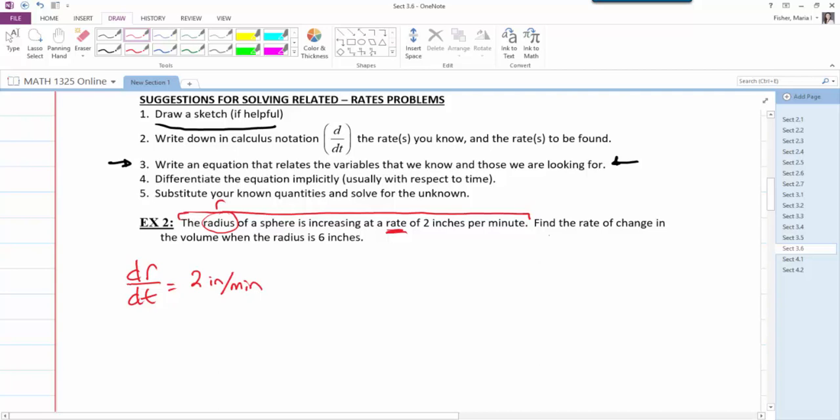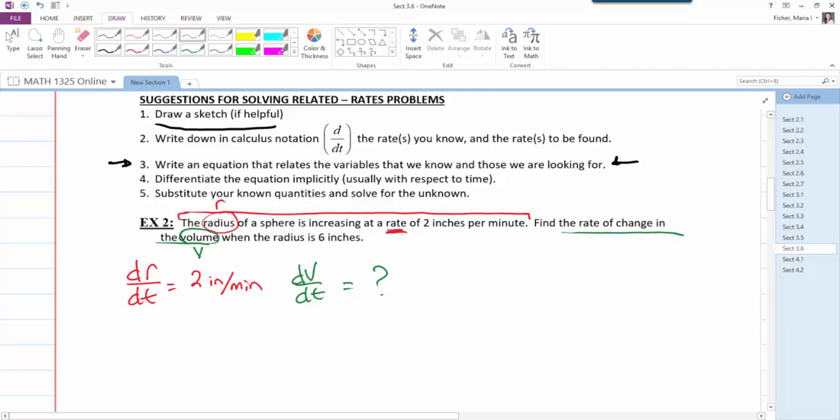And then it says, find the rate of change in the volume. Well, rate of change in the volume, again, means derivative. So a good variable for volume is V, so we would say dV/dt. So find it, which means we don't know it. And then when the radius is equal to 6 inches.